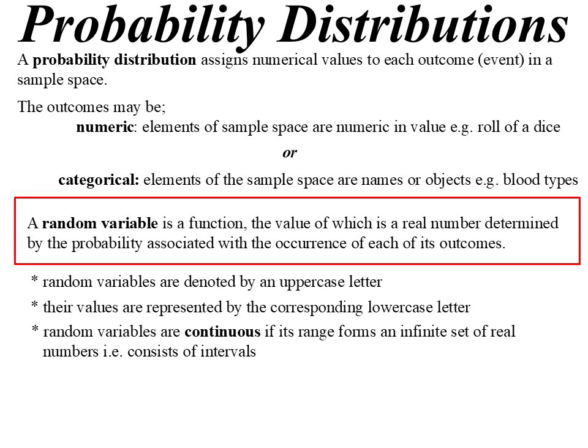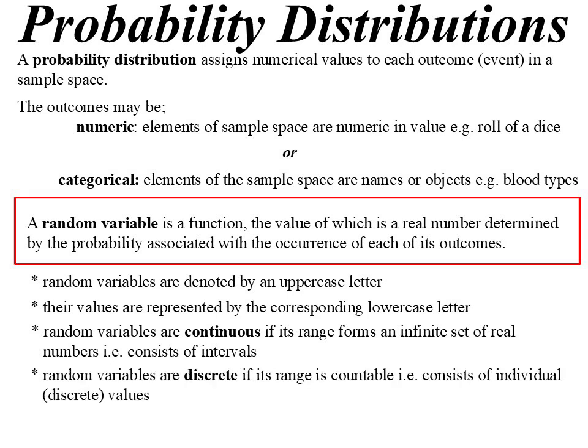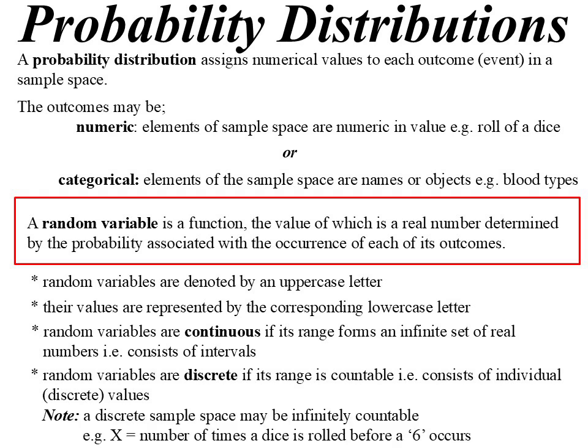And random variables can be continuous, and it's continuous if all the possible outcomes form like an interval. There are no gaps in it, if you like, a nice clean interval. Whereas they can be discrete if it's countable. So lots of just individual scores. There's lots of gaps in there. Just because it's countable doesn't mean you can't have an infinite number of them.